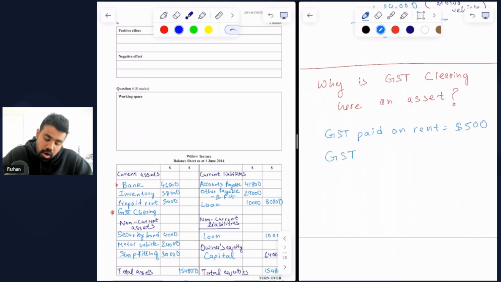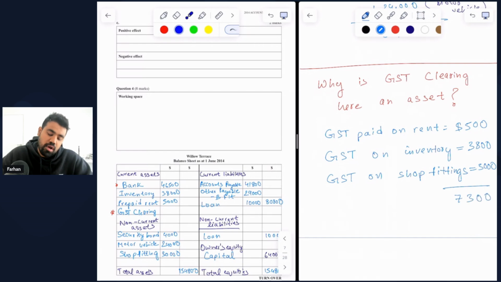also owe GST on the inventory purchase. If you remember the inventory we purchased was worth $38,000 based on transaction number 6. So the GST will be calculated at 10% of 38,000, which is 3,800. And we also have GST on shop fittings, which had a cost of 30,000, and the GST being 10% will be 10% of 30,000, which is 3,000, and altogether you get $7,300.